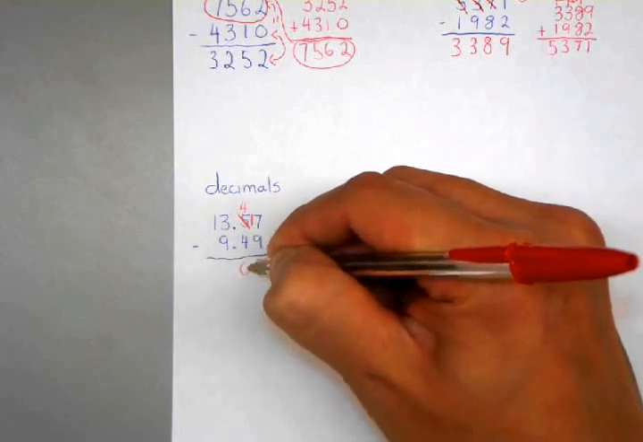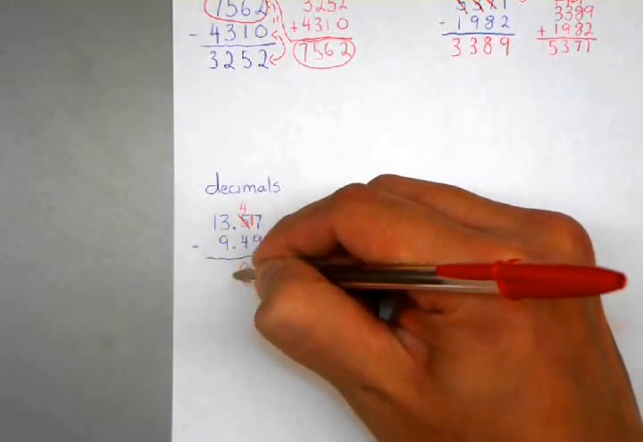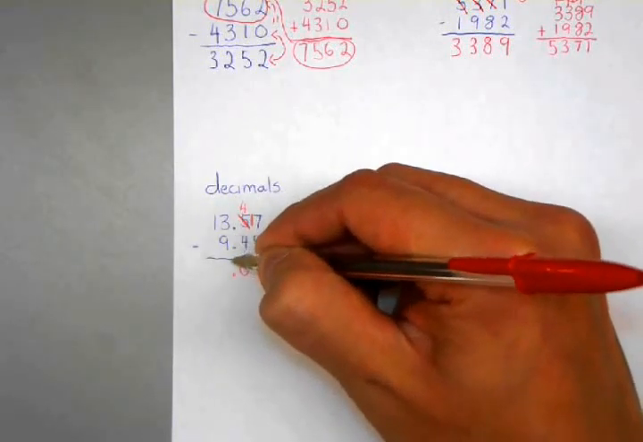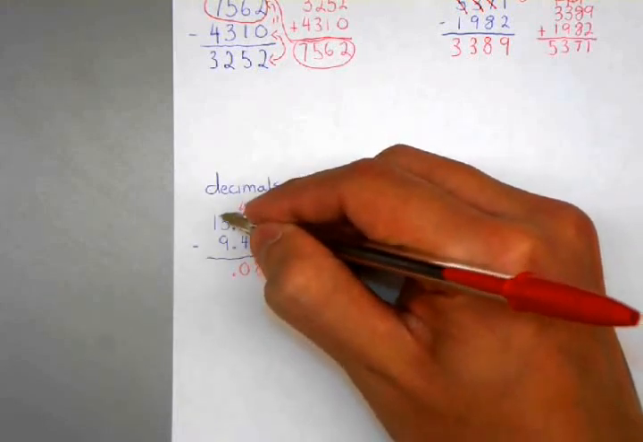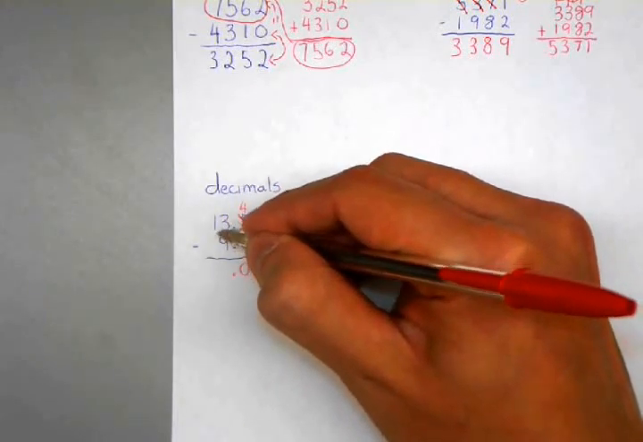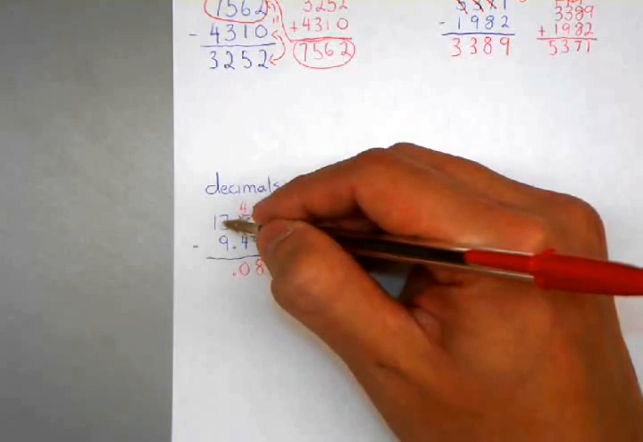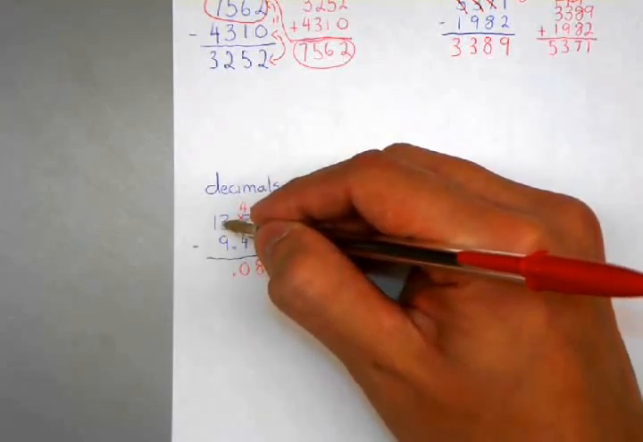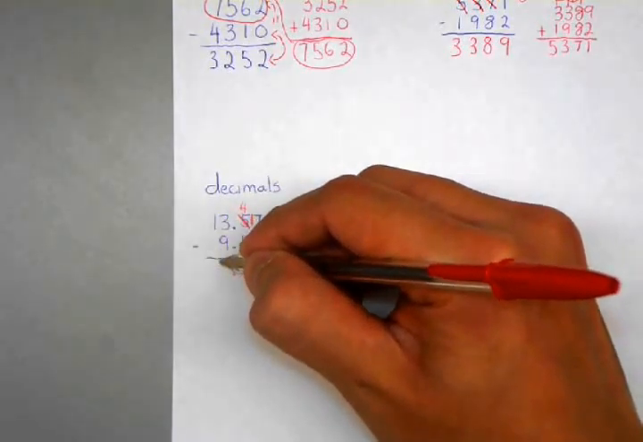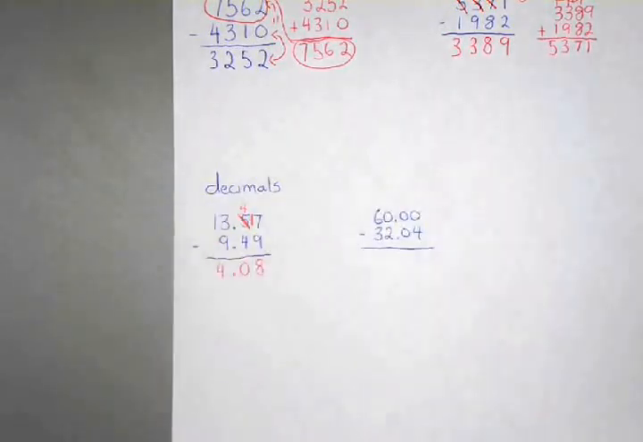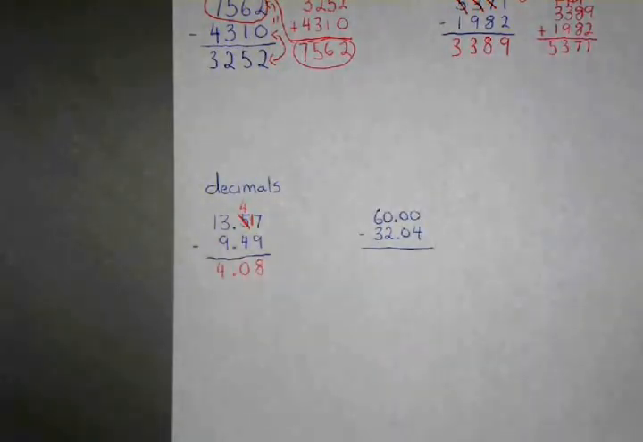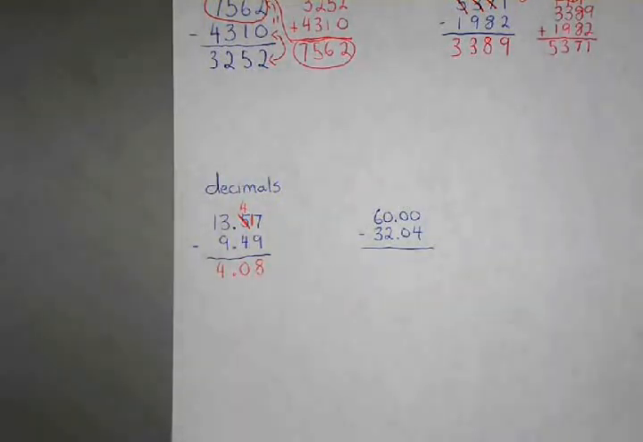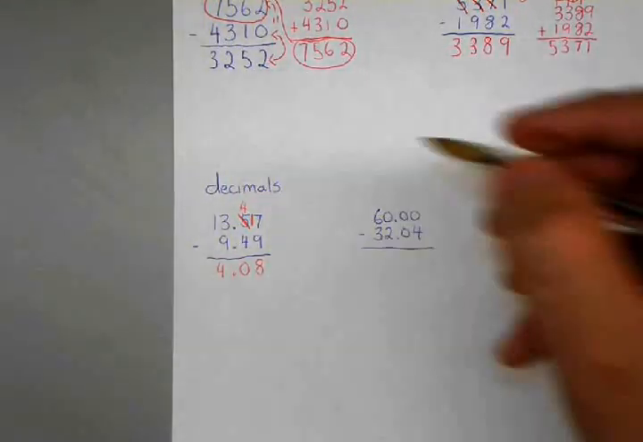We have 0. We must bring down our decimal, always, just like how we did with addition. And finally, we have 13 minus 9. It's already right there, and we have 4. And our answer is 4.08. With decimals, can we check this to see if we're right? Absolutely. We just do the exact opposite once again.